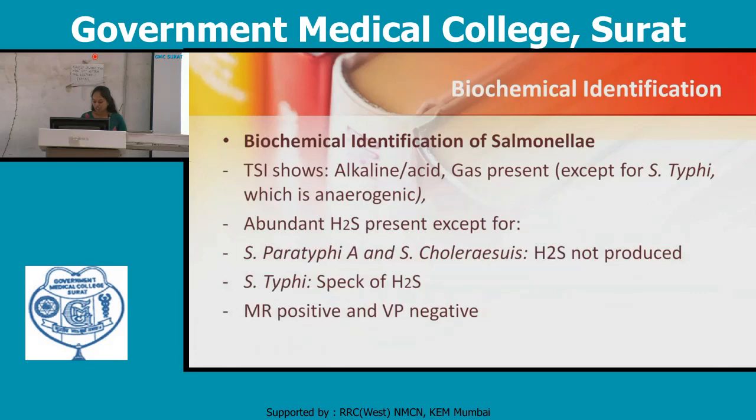Biochemical identification of Salmonella by triple sugar iron shows alkaline slant, acid butt, and gas is present, except for S. typhi, which is non-aerogenic. Abundant H2S is present, except for S. paratyphi A and S. cholerae-suis, where H2S is not produced. S. typhi produces a speck of H2S. MR positive and VP negative.